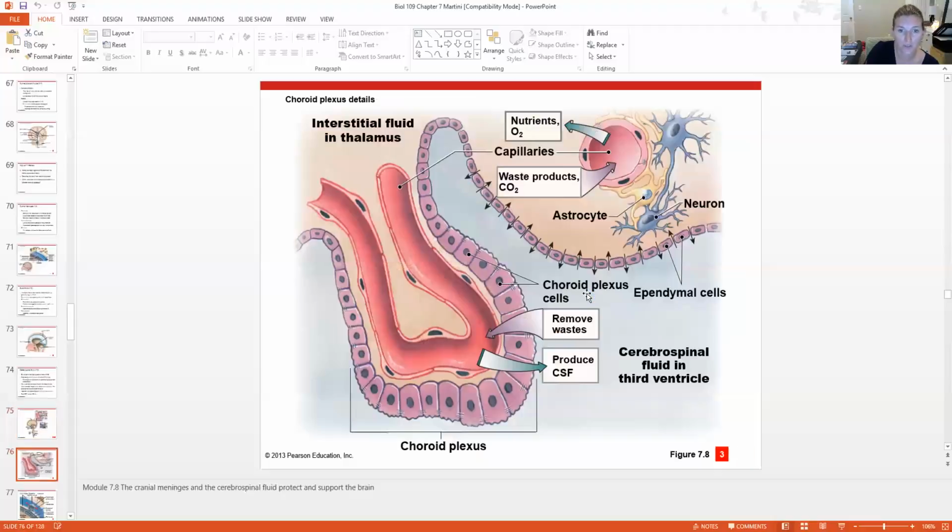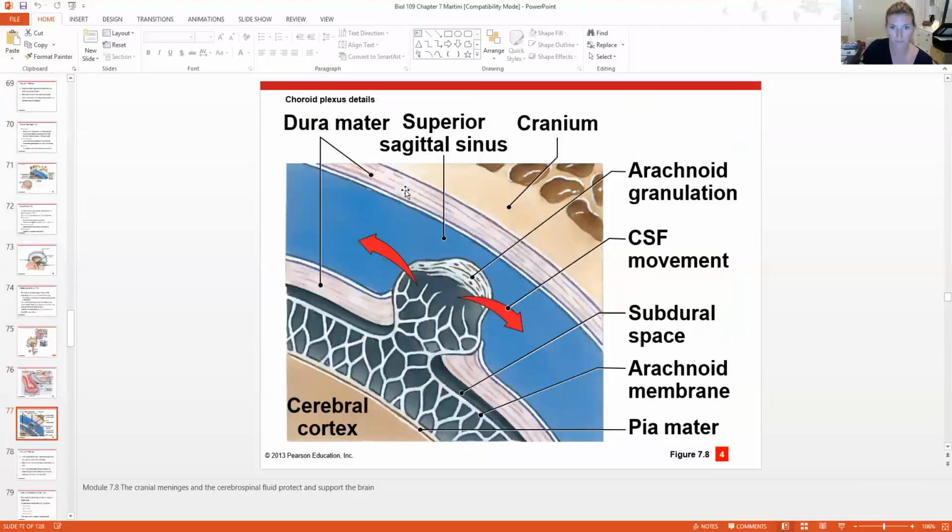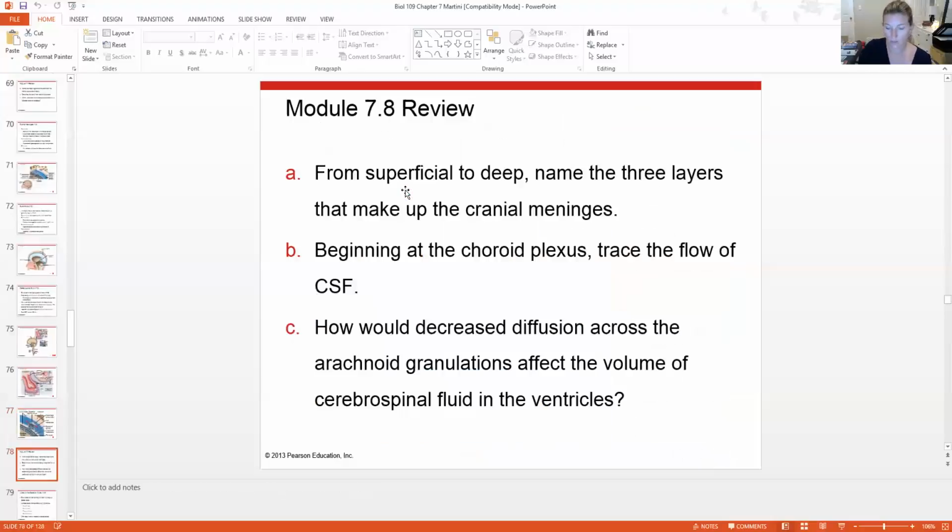This is just a closer look at that choroid plexus. You have the vessels here and the special choroid plexus ependymal cells exchanging materials to produce cerebrospinal fluid and take the waste out, put it back into the blood. So in other words, our brain tissue does not touch our blood. There's a few exceptions, but for the most part, it doesn't. That's the arachnoid granulation reabsorbing. You can pause here to go back and review.